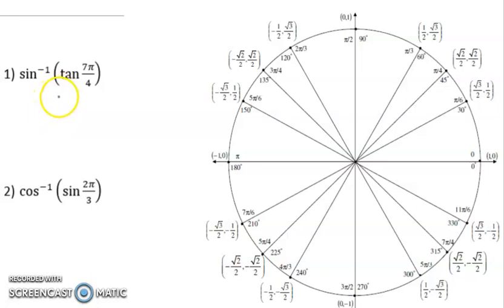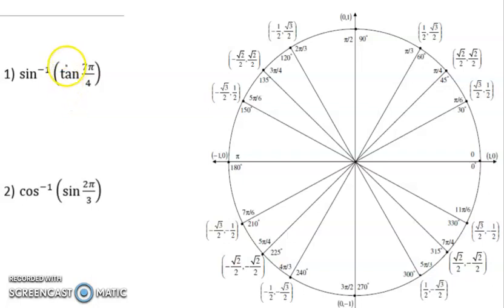One more example video here. So this time we are evaluating inverse sine of tangent of 7 pi over 4. So what's different in these problems is that you have different trig functions. You have inverse sine of a different trig function. And the way to approach these is to work it in steps.